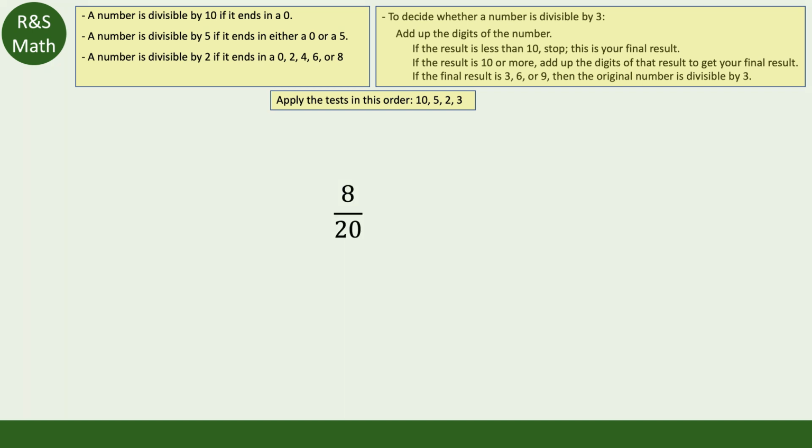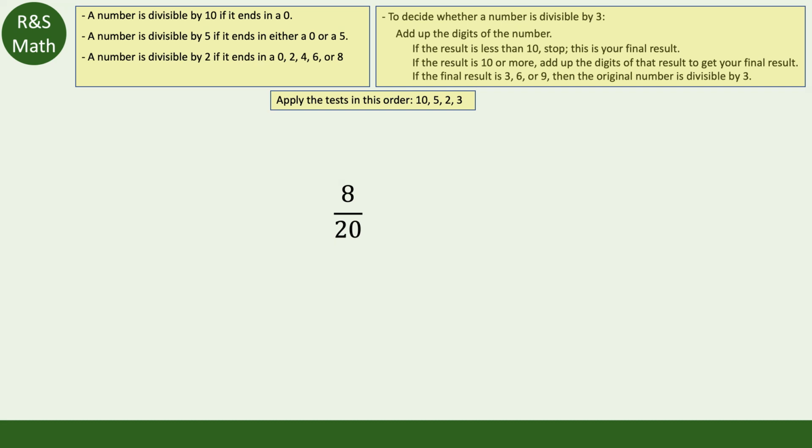Consider the fraction 8/20. We apply the divisibility test in the order 10, 5, 2, 3. First, check 10. Although 20 ends in a 0, 8 does not, so we cannot divide both numerator and denominator by 10. Next, check 5. 20 ends in a 0, so it is divisible by 5, but 8 is not divisible by 5, so we cannot divide both numerator and denominator by 5.